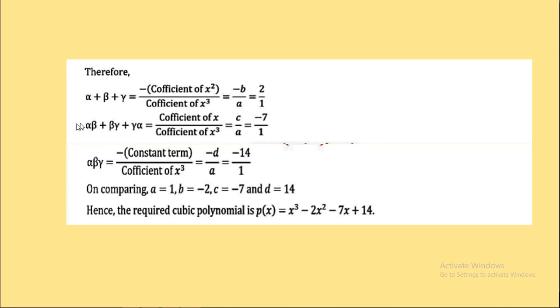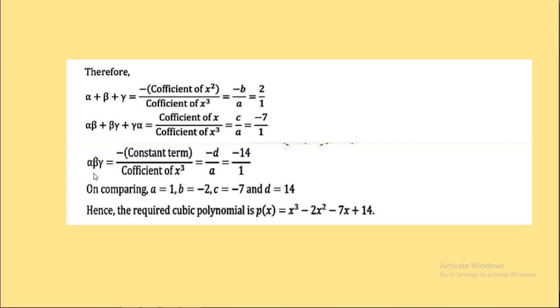Next hint is the sum of the product of the zeros, and we have the relation that it is equal to the coefficient of x by the coefficient of x³, that is c by a, and from the question we have the hint that it is equal to -7, so it can be written as -7 by 1. Okay, and from this we get that c is equal to -7 and a is equal to 1.